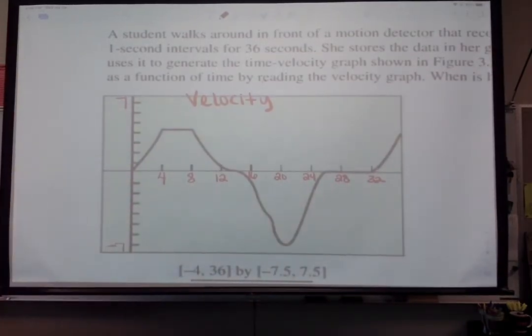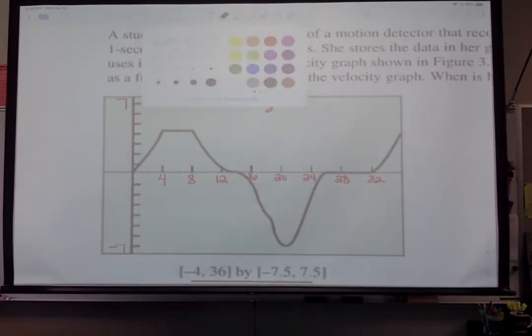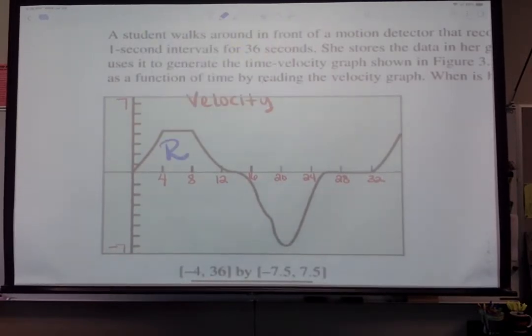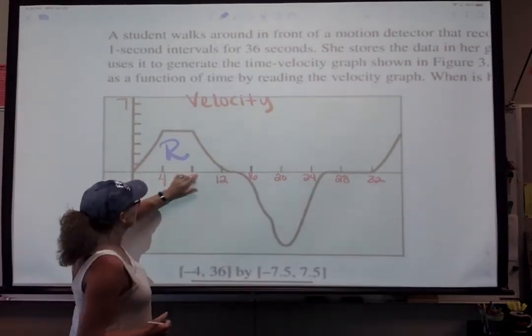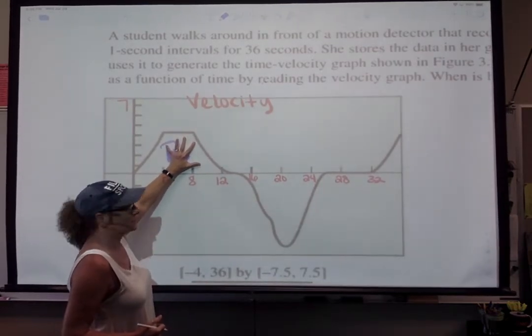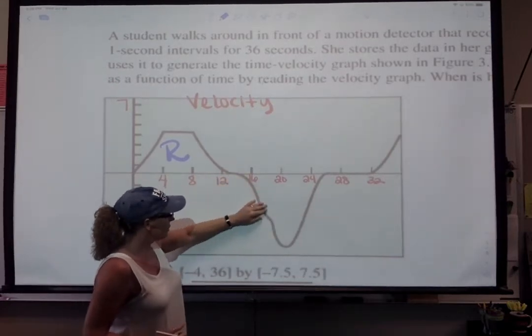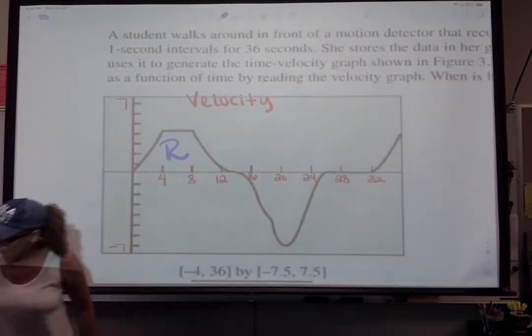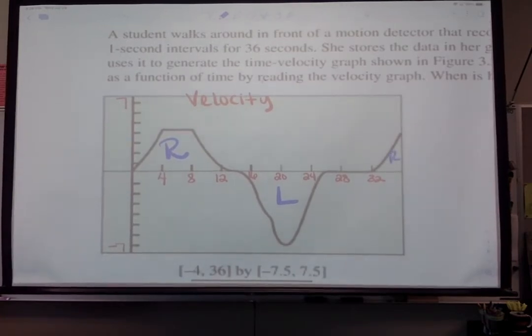So I'm going to put an R right there because this whole time, from 0 to 14, she was headed toward the right. Here her velocity is 0. Here, her velocity is negative. She was headed toward the left. I'm going to put an L there for left. And up here, she was headed toward the right again.